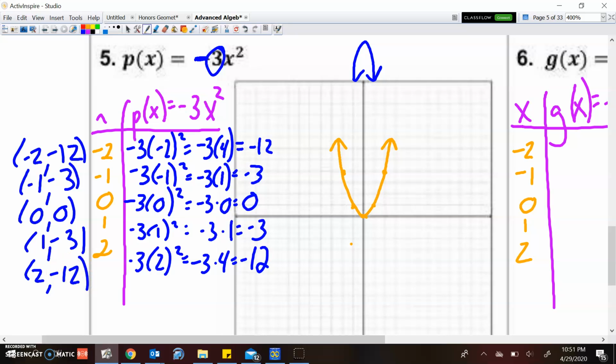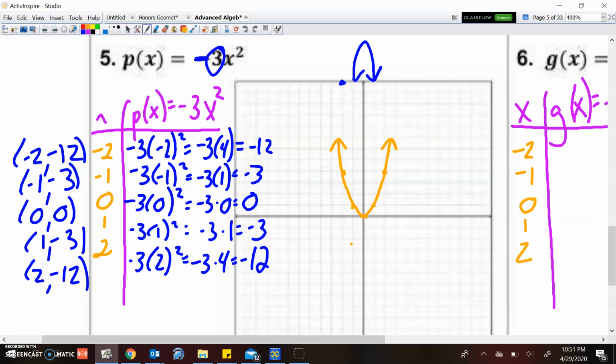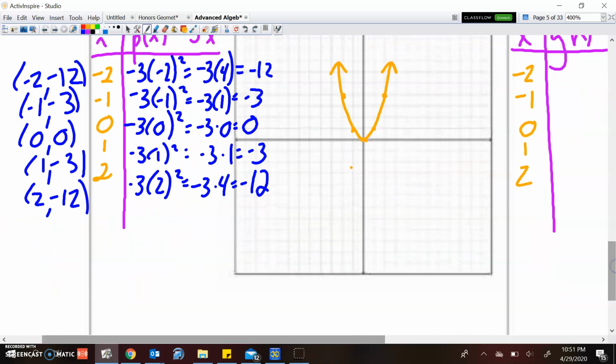All right, so -2, -12 goes up to the top. And then we have -1, -3, 0, 0, 1, -3. Oh, I graphed it upside down. Sorry, let's try that again. Something didn't seem right. -2, -12, down here. Let's get that in. -2, -12, -1, -3, 0, 0, 1, -3, and 2, -12. So just like we guessed, it's going to be upside down.